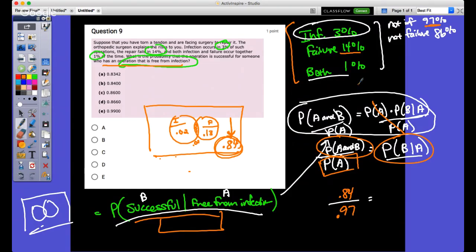I'm trying to think, is there another way that I can think of? I can't think of anything else. Maybe a tree diagram. That might be good too, a tree diagram as well. I could have maybe done that as well. But yeah, that would be the best I would say in terms of going after that, okay?